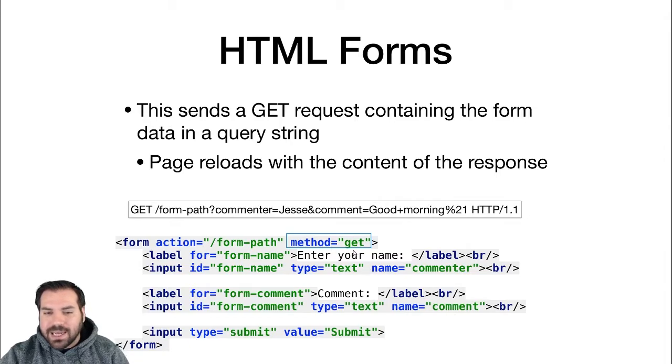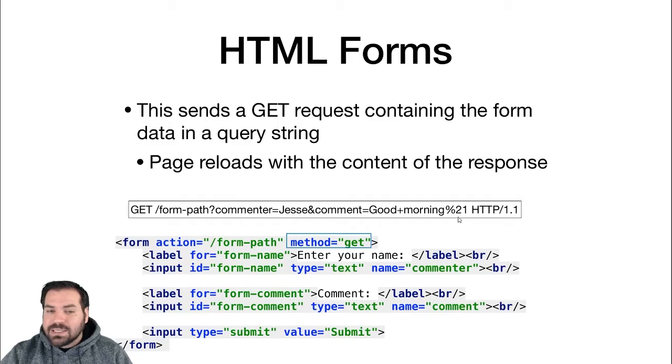Since we specified get as the request type, you're going to get an HTTP get request for the path /form path with a query string containing the key value pairs that the user entered. So if I enter Jesse, commenter equals Jesse, and comment, and these are whatever we name them. I just happen to name them commenter and comment. And comment equals whatever I typed in this text box, which was get good morning with an exclamation point.